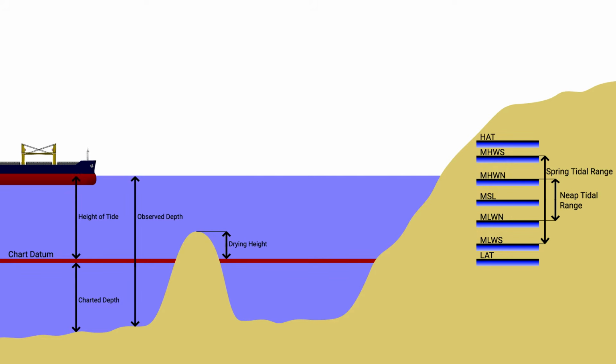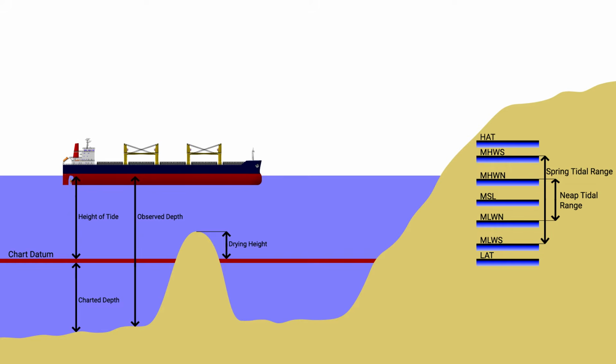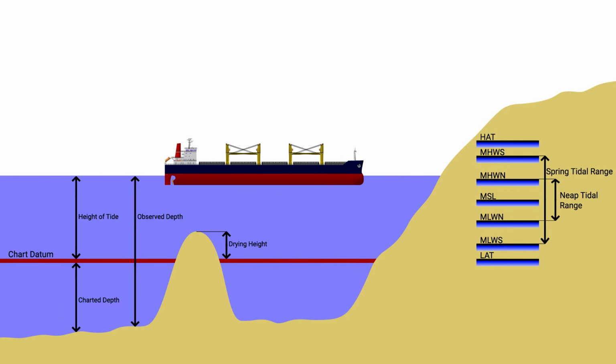Once you know the actual depth of water, you then apply it to your own vessel, working out how much water you've got below your keel. You want the depth below keel, and that's simply the observed depth of water minus the draft of your ship. If it's a positive number, it means you've got water underneath you, so you're not going to run aground, just safe to go there. But this is only half the story.